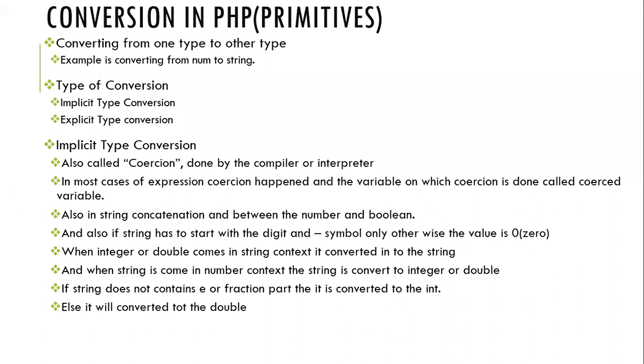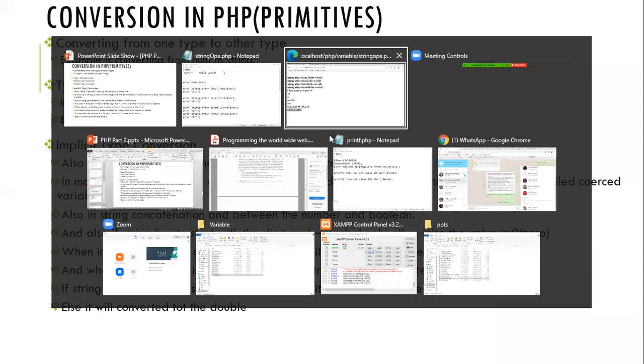Remember, the implicit conversion is also called coercion. Why is it called that? Because it is automatically taken care of by the compiler or the interpreter. Let's see how it is done. Let's check out one example, then you will get to know.